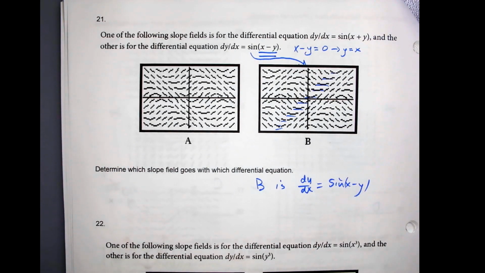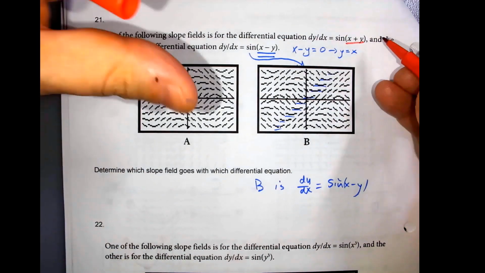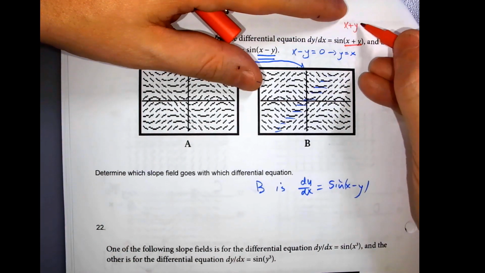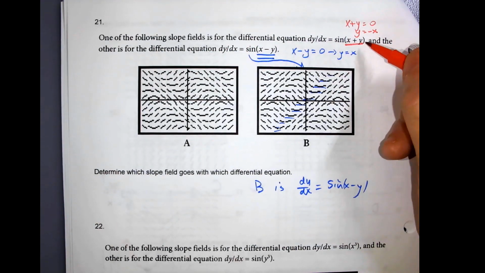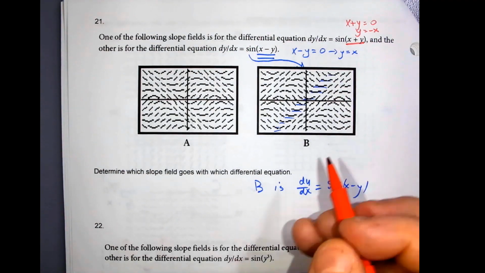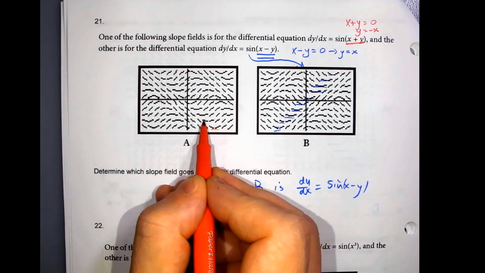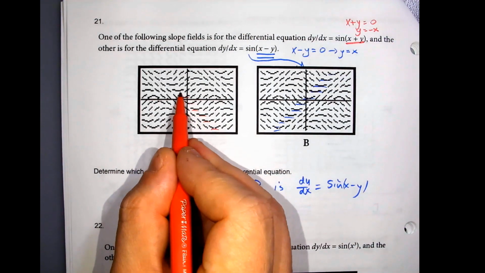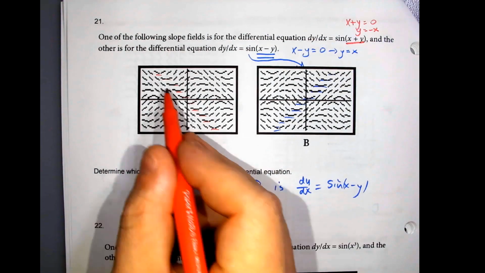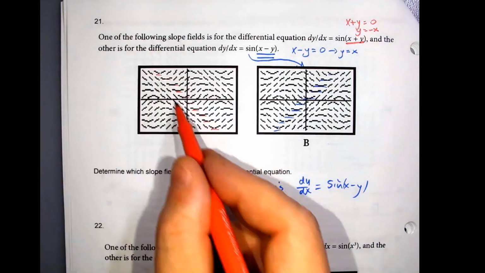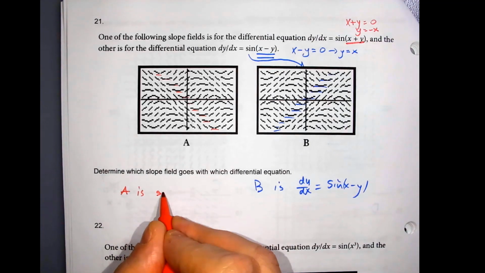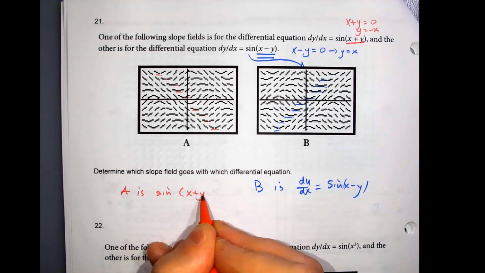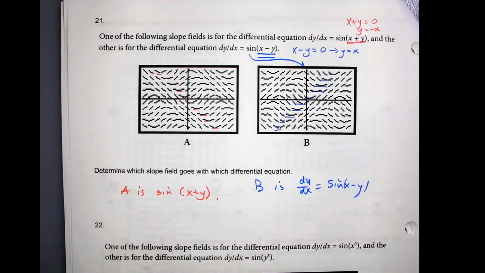And let's see if that same logic is consistent with the other side. When does x plus y equal 0? Well, x plus y equals 0 when y equals negative x. Sine of 0 is, of course, 0. So here I'd be looking along the line y equals negative x to see if I'm getting tangent lines that are about horizontal. And the answer is yes. So it seems like A is sine of x plus y. And so that's generally how we work through these problems.